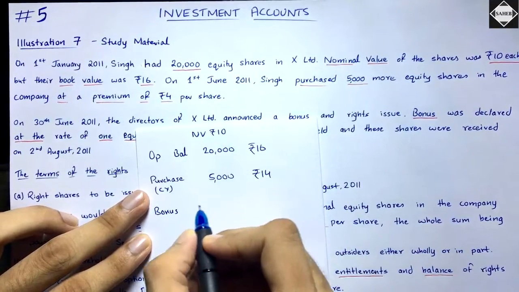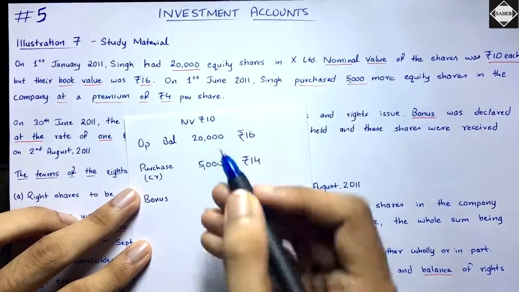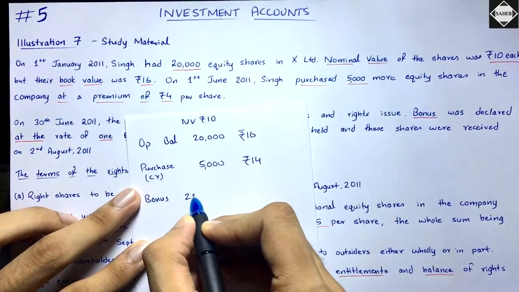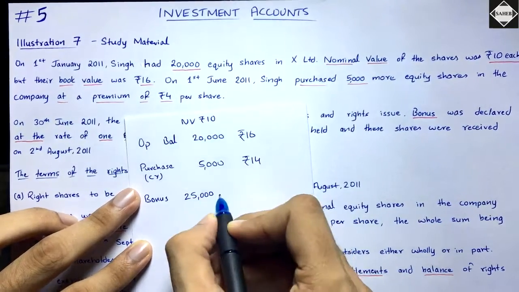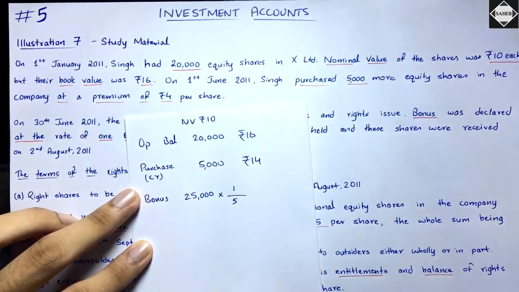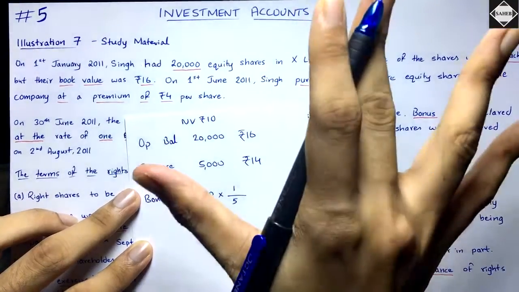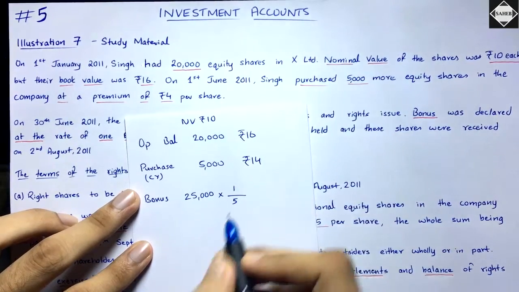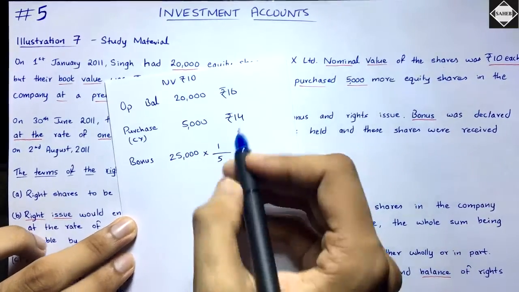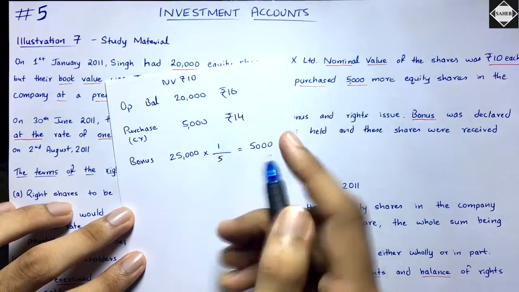So how many shares do we have right now? We have 25,000 shares in total. Opening balance 20,000 and 5,000 we have purchased in current year, and then the bonus was declared. So our existing holding is 25,000 shares, and on this we are going to get 1 share for every 5 shares held. So for free we are getting 25,000 into 1 by 5, that's equal to 5,000. Yes, 5,000 shares we are getting for free.